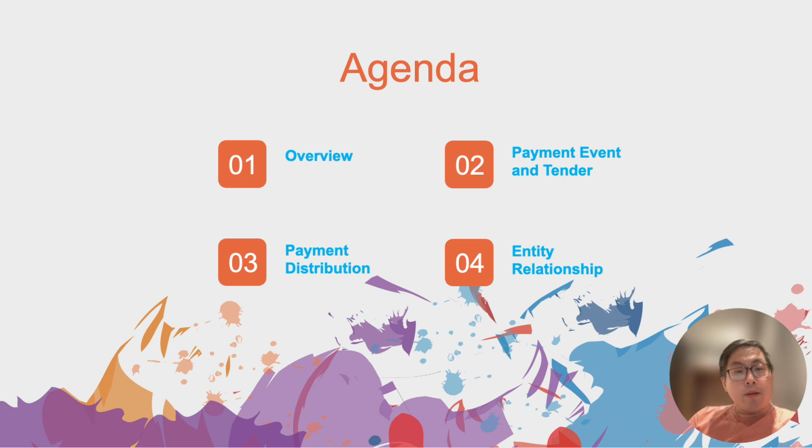Again, we break it down into multiple topics. We start with an overview on the payment. Then we talk about what is payment event, what is the tender, and after that we look at the payment distribution, and at last we have a look at the entity involved within this process.